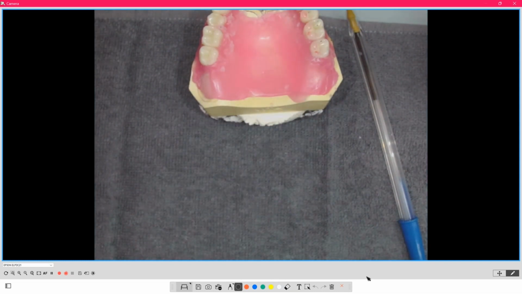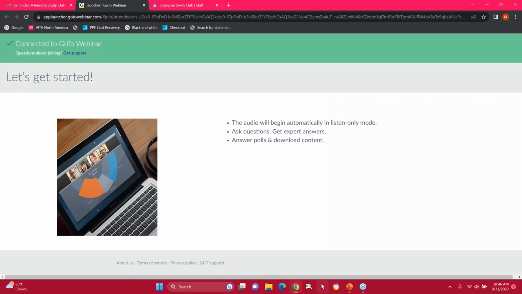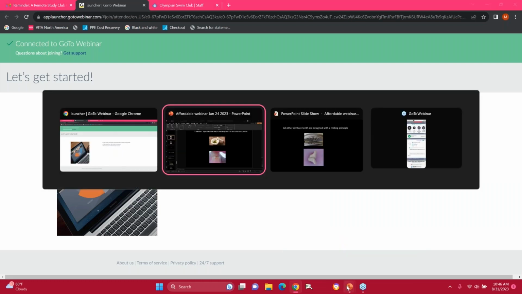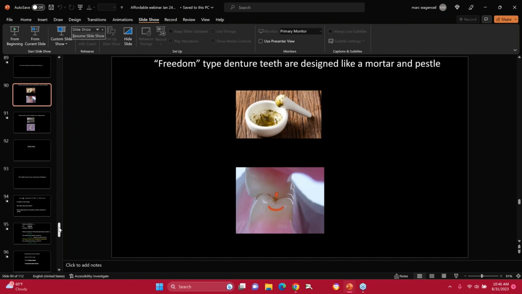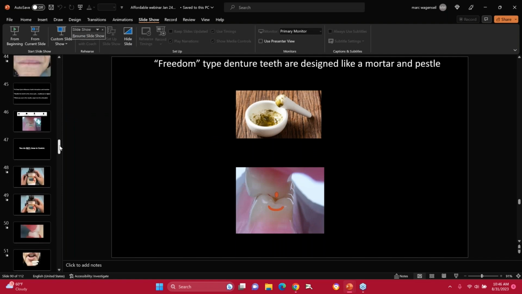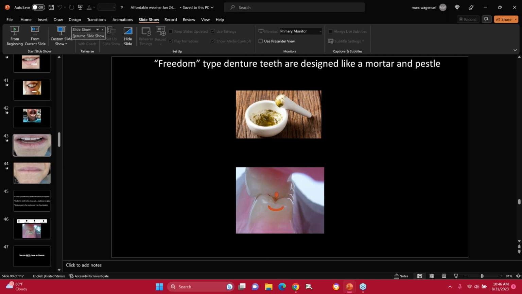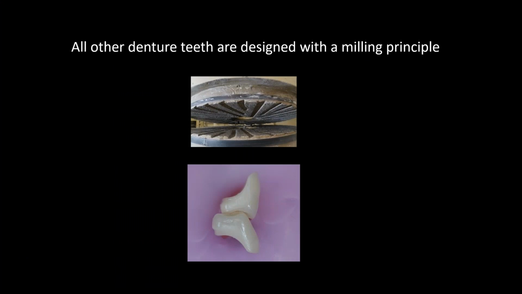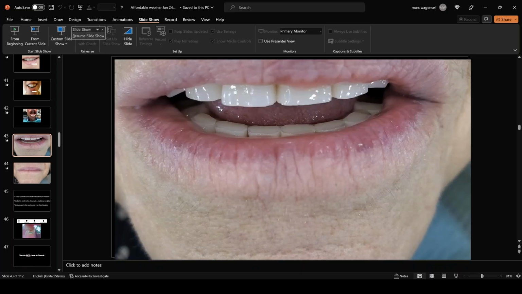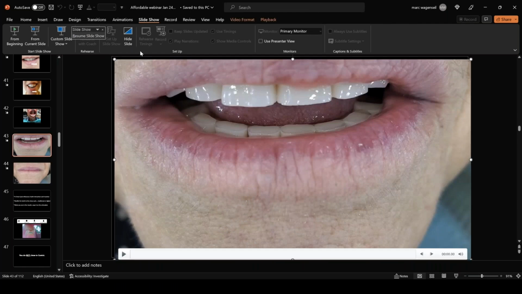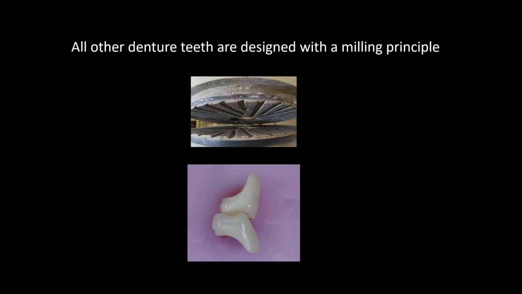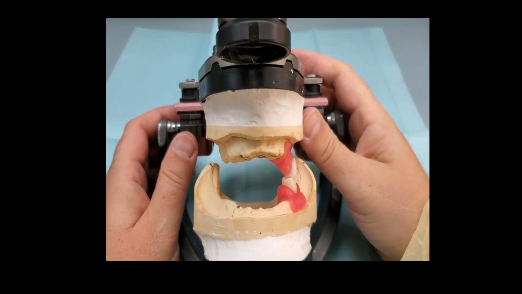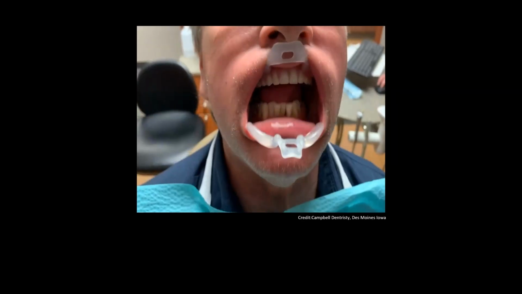So now bear with me as I jump back out. And let me just find the right frame here. Okay. So this is a patient. Okay, slideshow from current slide. Okay, we're just going to go with the hard way.